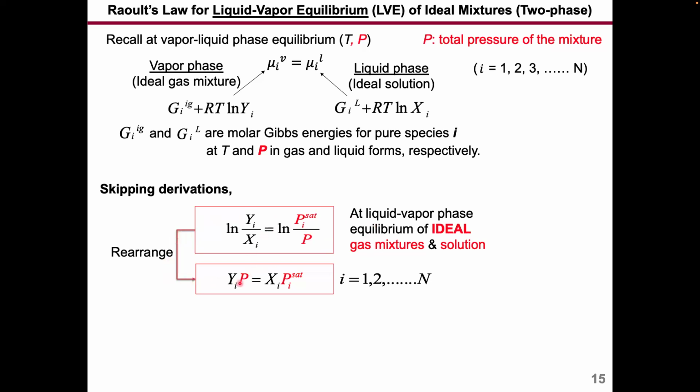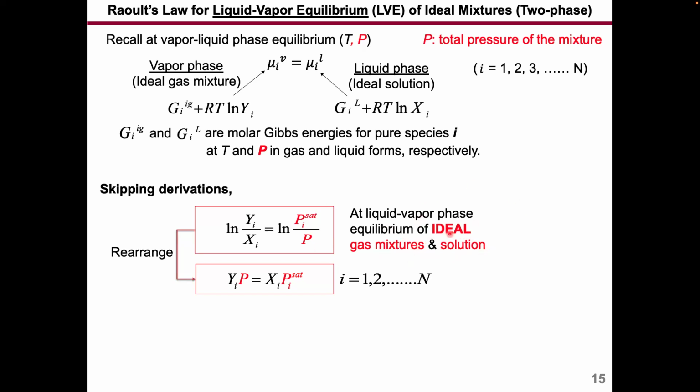So essentially, yi P is equal to xi Pi saturation. Okay, so i is equal to 1, 2, all the way up to N, right? And this equation is derived from this equation. So basically this equation applies to the liquid vapor phase equilibrium of ideal mixtures and solutions.